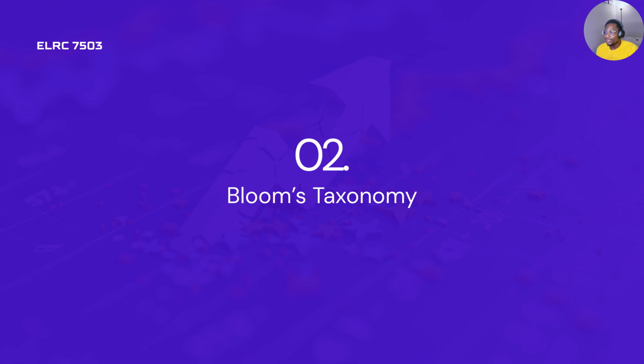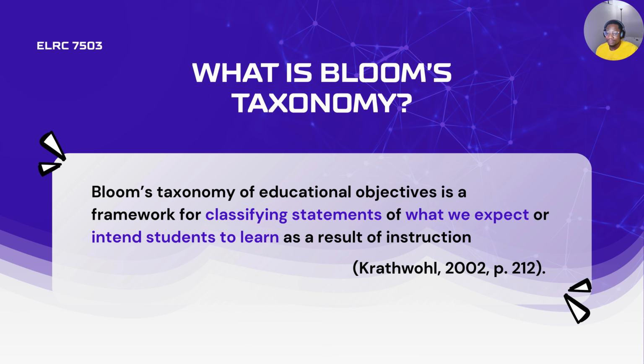This brings us to Bloom's taxonomy. According to Krathwohl, Bloom's taxonomy of educational objectives is a framework for classifying statements of what we expect or intend students to learn as a result of instruction. In the next slide, we'll go through the 6 levels of Bloom's taxonomy of learning objectives.